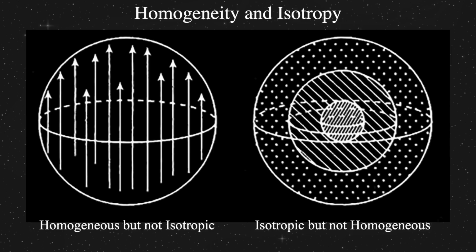Isotropy means that it looks the same in every direction. Now, in the right-hand side image, it's distinctly isotropic, but not homogeneous. We can see there are different densities or different hashes. The stuff that's close to the center is clearly different than the stuff just beyond it, and then there's a sphere around that that's again different stuff. So it's isotropic around that one central point.